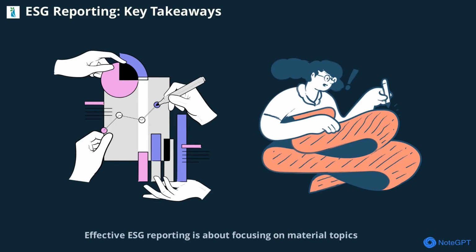Effective ESG reporting is about focusing on material topics, aligning with global and industry standards, and building capabilities over time. Start small, prioritize quality and authenticity, and expand as your program matures. Collaboration, clear roles, and ongoing learning are essential for ESG success. Use this guide as your roadmap to build a robust ESG reporting program.